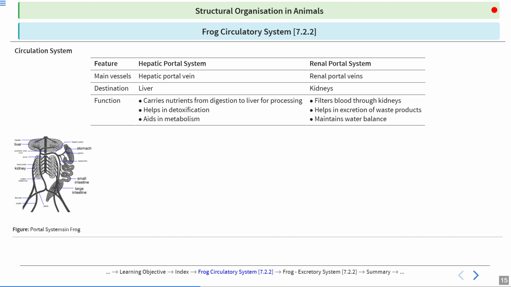Once all this is done in the hepatic portal system, the vein comes out from the liver, moves to the heart, and joins the inferior vena cava. Similarly, in the renal portal system, the renal vein comes out from the kidney and enters the inferior vena cava, and that blood is also taken to the heart for further purification.